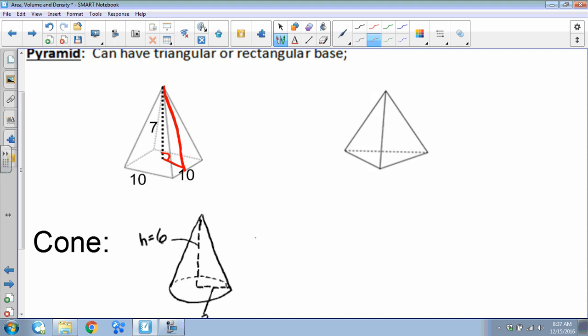This is called the slant height. There's the height of the 3D object, and then there's the slant height. The slant height is going up the side of it. It's not directly up and down, it's like this. And so if they give you the slant height instead of the actual height, you have to use the Pythagorean theorem to find the height. Okay, does that make sense? So slant height, that's what that's called.